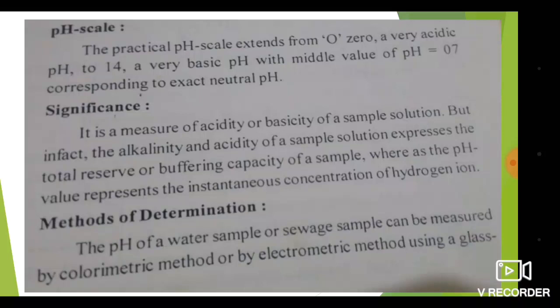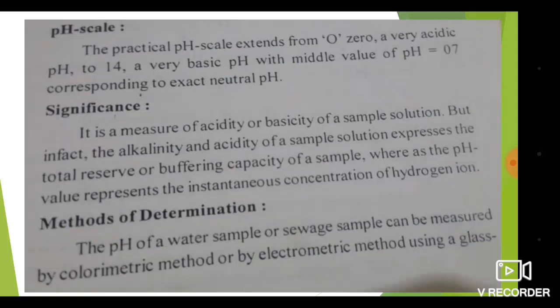It is a measure of the acidity or basicity of the sample solution. But in fact the alkalinity and acidity of the sample solution are expressed in the total reserve or buffering capacity of the sample, whereas the pH value represents the instantaneous concentration of hydrogen ion. So from this we will get the concentration of hydrogen ion.